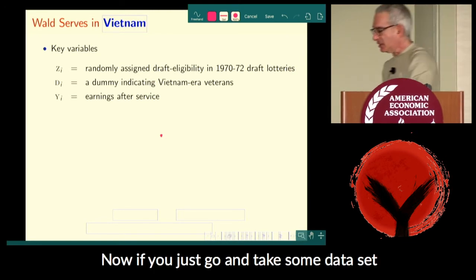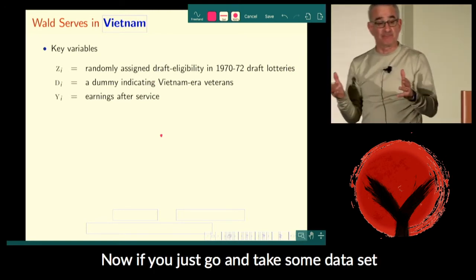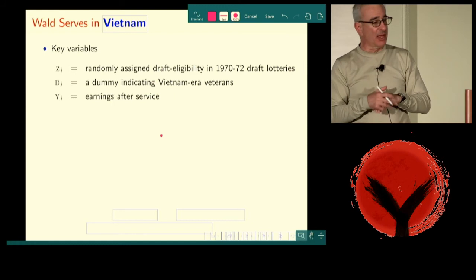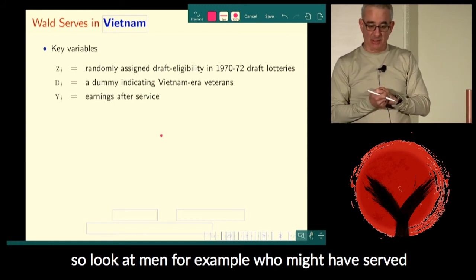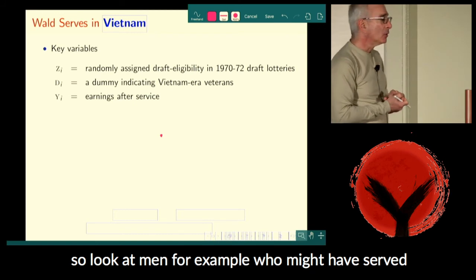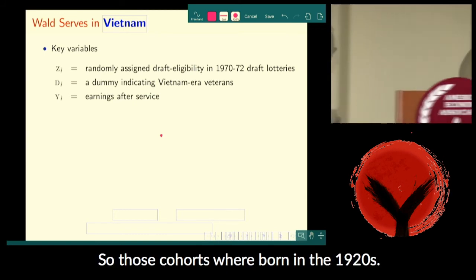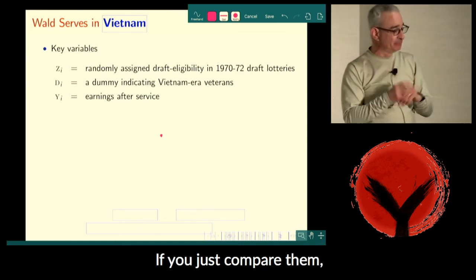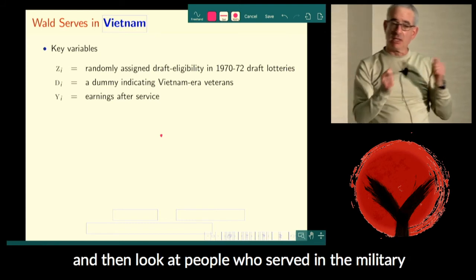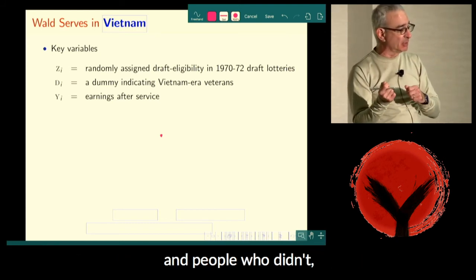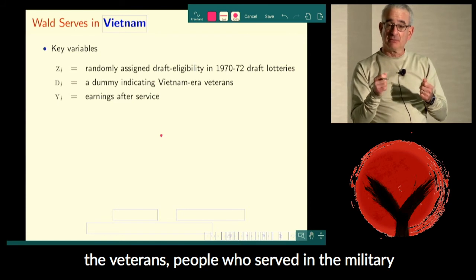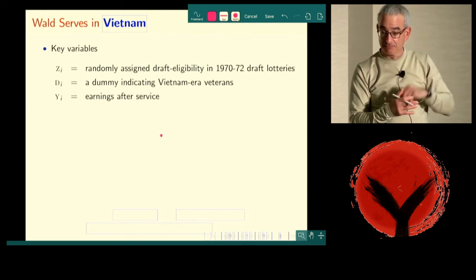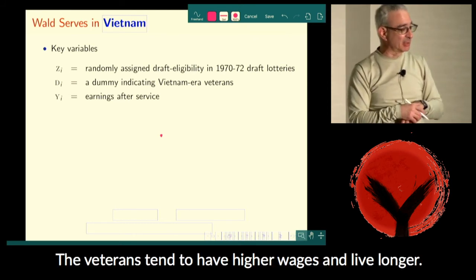Now, if you just go and take some data set and you look at men who are of a cohort where they potentially would serve in the military. So look at men, for example, who might have served in World War II. So those cohorts were born in the 1920s. If you just compare them, men who were born in the 1920s, and then look at people who served in the military and people who didn't, the veterans tend to have higher wages and live longer.